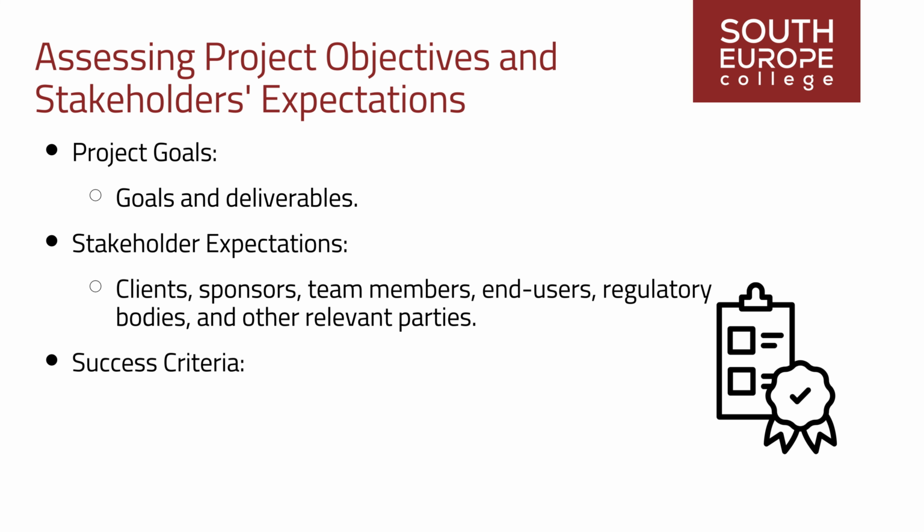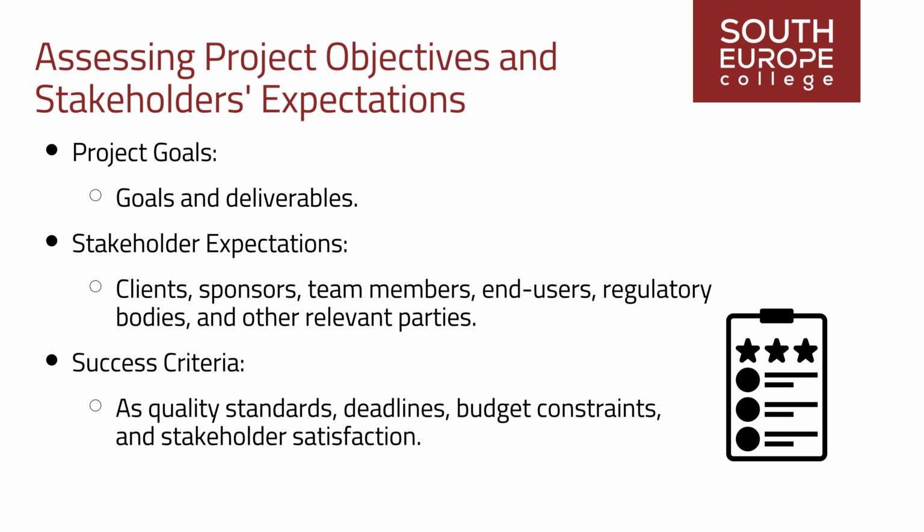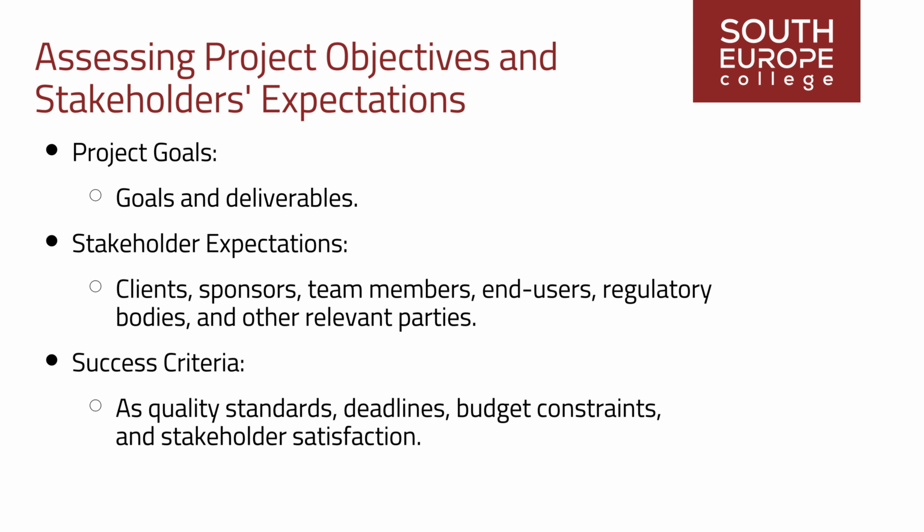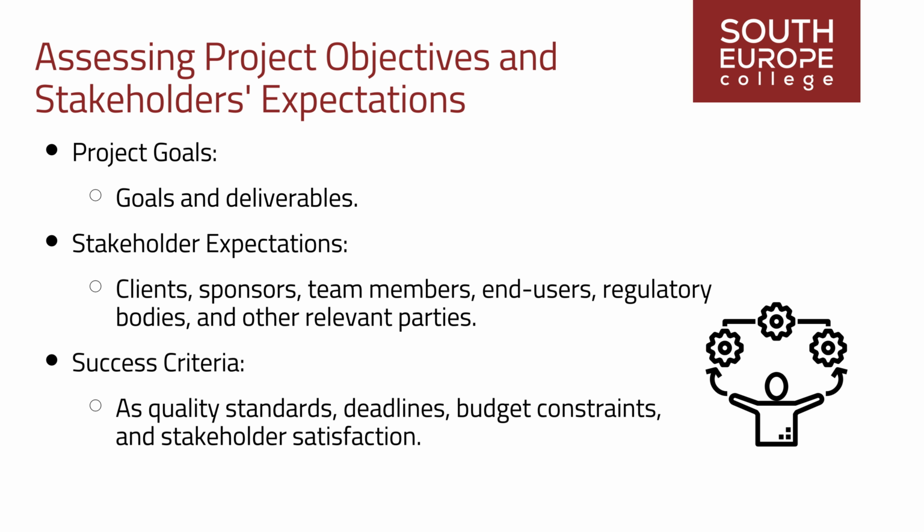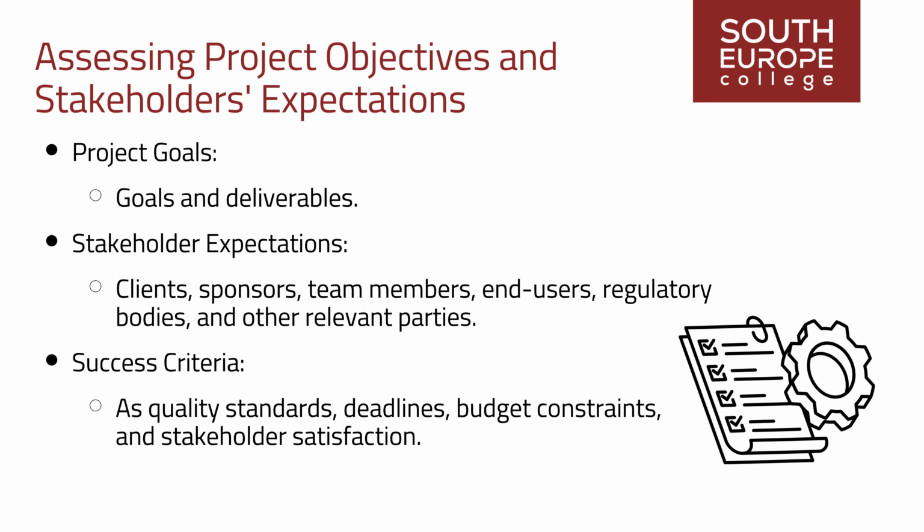Success criteria. Establishing criteria for project success, such as quality standards, deadlines, budget constraints, and stakeholder satisfaction. These criteria serve as benchmarks against which risks are evaluated and managed throughout the project lifecycle. By assessing project objectives and stakeholders' expectations, project managers can align risk management efforts with the overarching goals of the project and ensure that potential risks are addressed in a manner that satisfies the needs and requirements of all stakeholders.